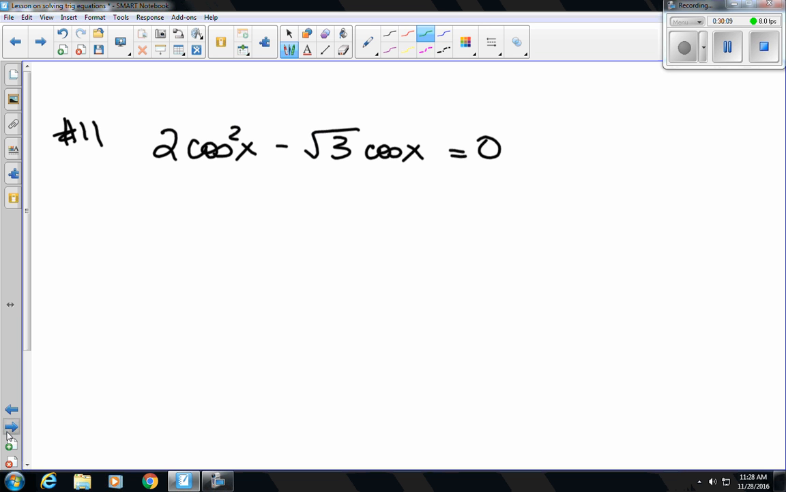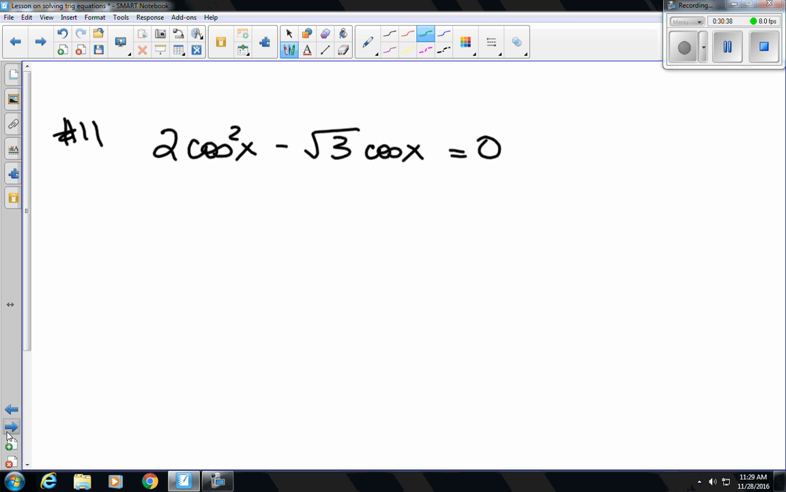What are your ideas? I can't divide by anything yet because order of operations has to be done backwards. So I would have to add and subtract something first if that's the route you want to go in. It's not my suggested route though. If you think about this in terms of an algebra problem, this becomes 2x squared minus root 3x.